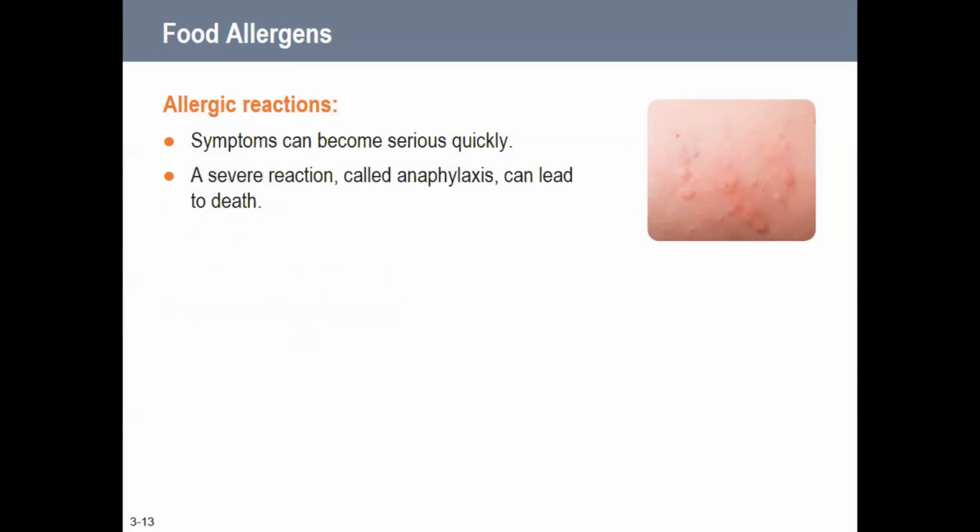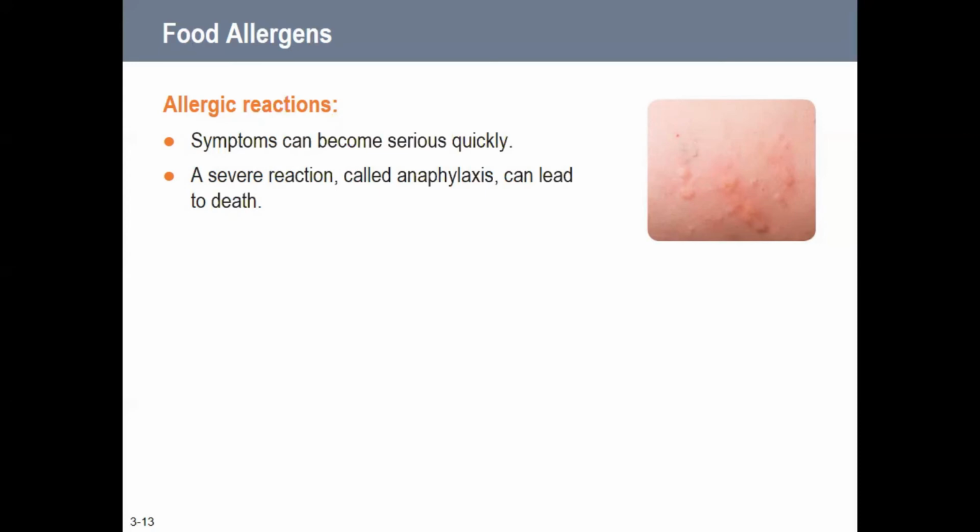When an allergic reaction happens, it can come on really quick. It's not something that necessarily builds up. There are some instances where it can start off mild, but then escalate real quickly. If you have a severe reaction, anaphylaxis, that can actually lead to death. So, people can die because of an allergic reaction.